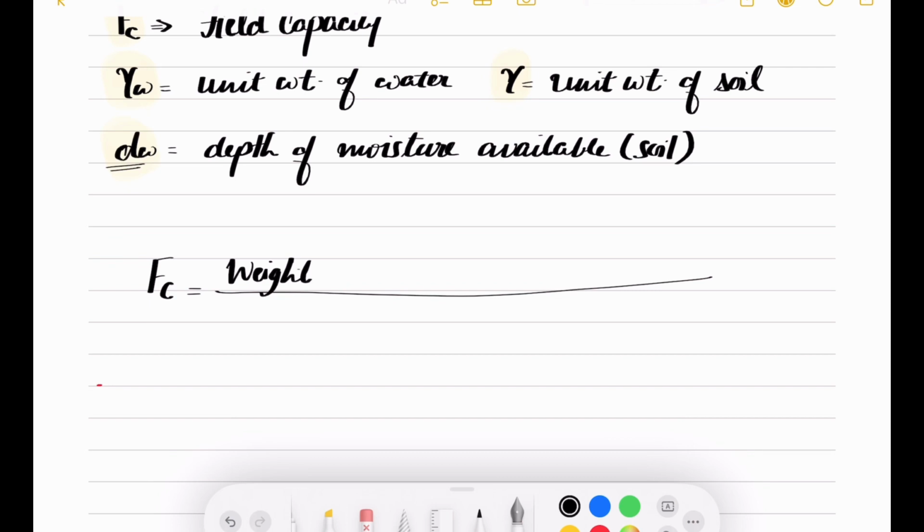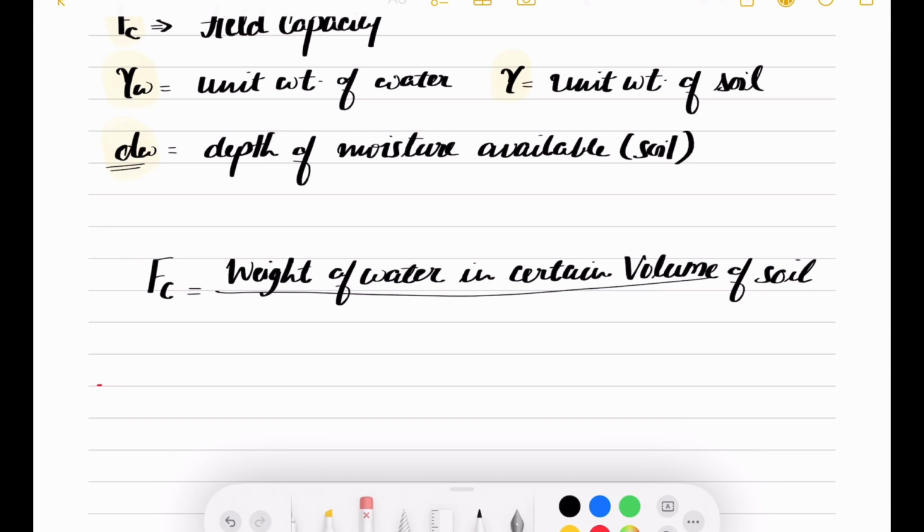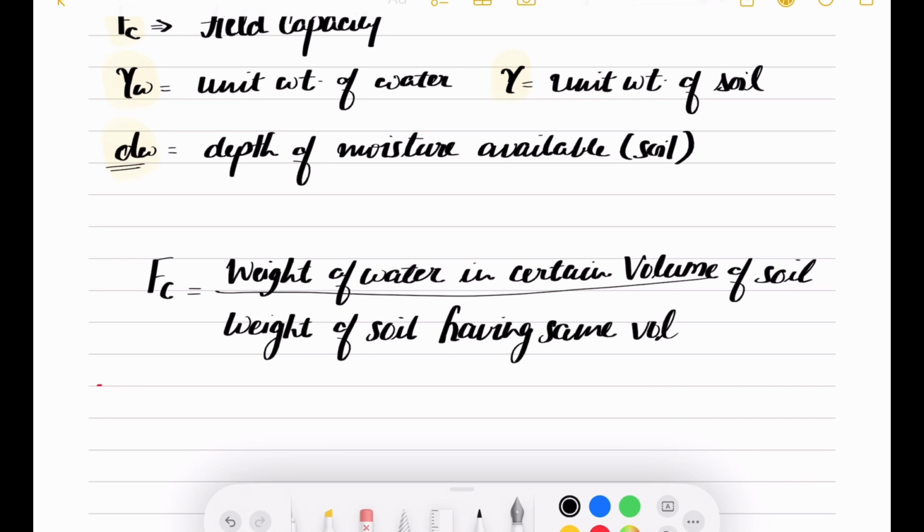Field capacity is the weight of water in a certain volume of soil to the weight of soil having the same volume. This is the ratio by which we have defined the field capacity in the previous lecture, right?